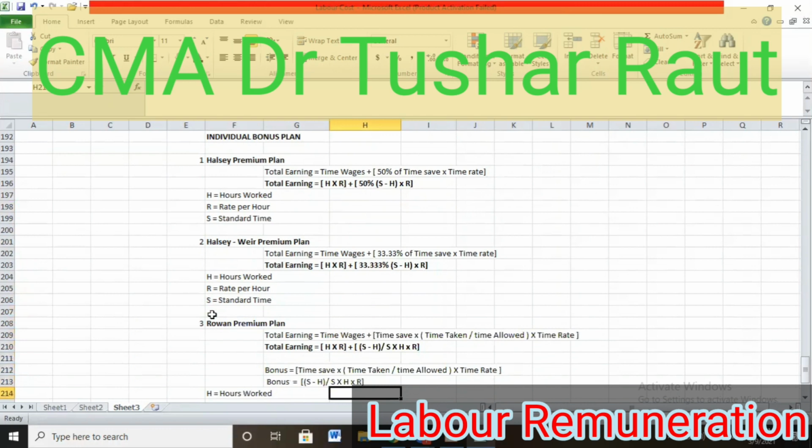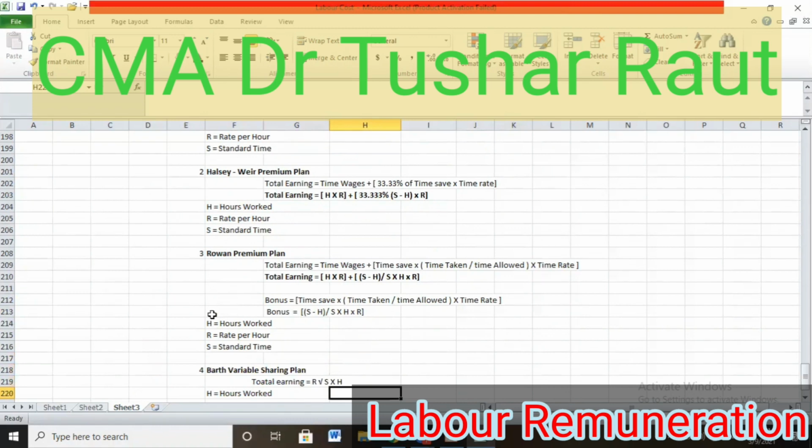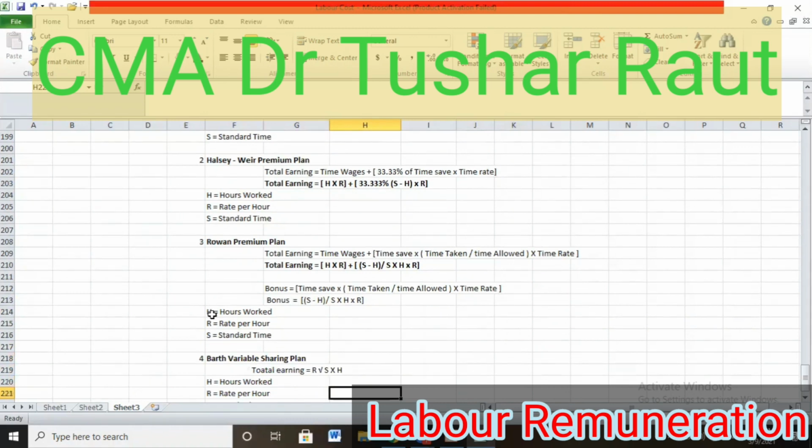And Rowan's premium plan: total earning is equal to total wages plus time saved into time taken upon time allowed into time rate. So H into R plus, in brackets, S minus H upon S into H into R. So the bonus is calculated separately. We can, if you want: bonus is time saved into time taken upon time allowed into time rate. So that is Rowan's premium plan.